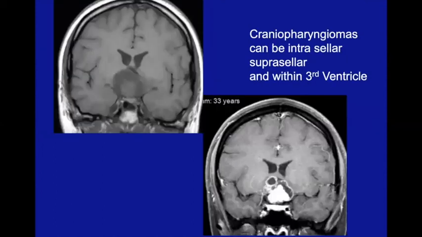your list. These can be also intrasellar, and they can be inside the third ventricle. Just another craniopharyngioma, giving you a feeling for the inhomogeneous enhancement and the presence of cysts within the tumor, of course, again, separate from the pituitary gland in this patient. So this is another craniopharyngioma.